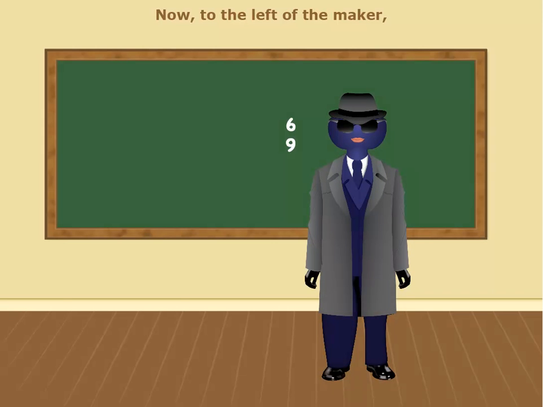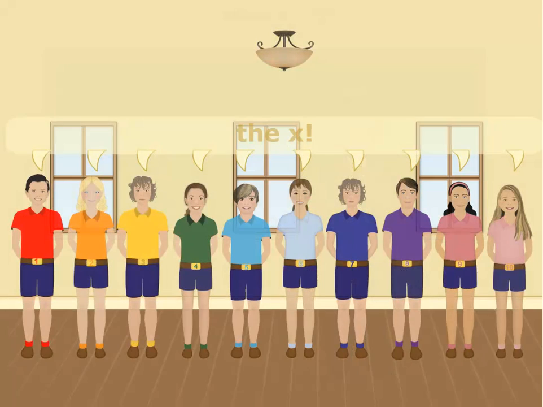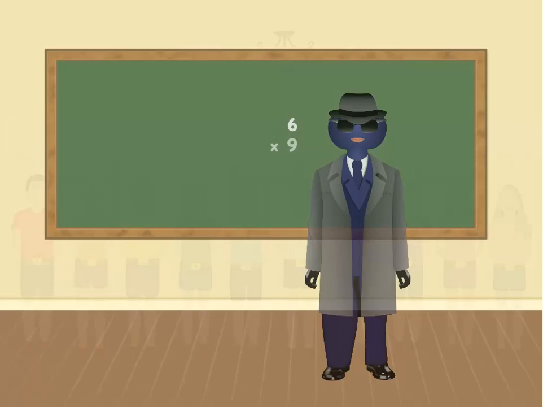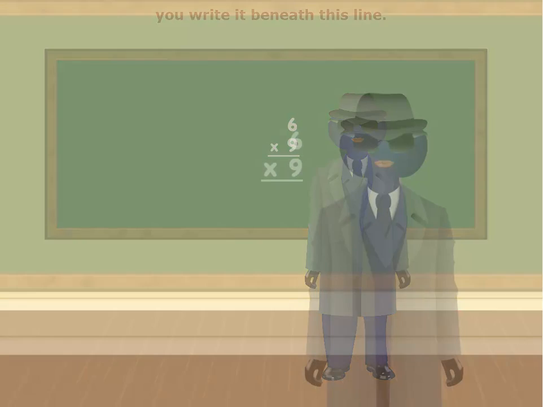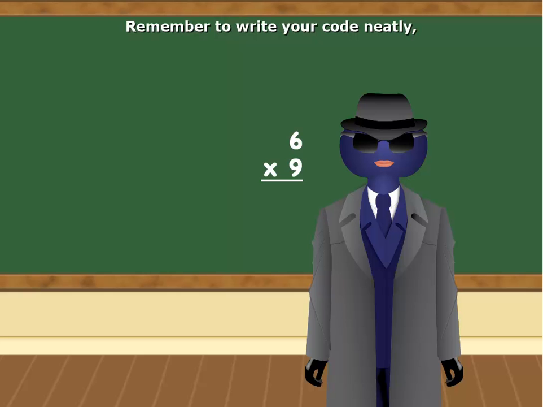Now to the left of the maker, you write our secret sign for multiplication, which is the X. Yes, indeed. Beneath this symbol and the maker, you draw a line. And once you have determined X's identity, you write it beneath this line. And recruits, remember to write your code neatly, as it makes it easier for other agents to assist in the operation if your code is more legible. I hate it when I'm slowed down by some operative's sloppiness, and I'm forced to not only do the necessary calculations, but decipher his code as well.